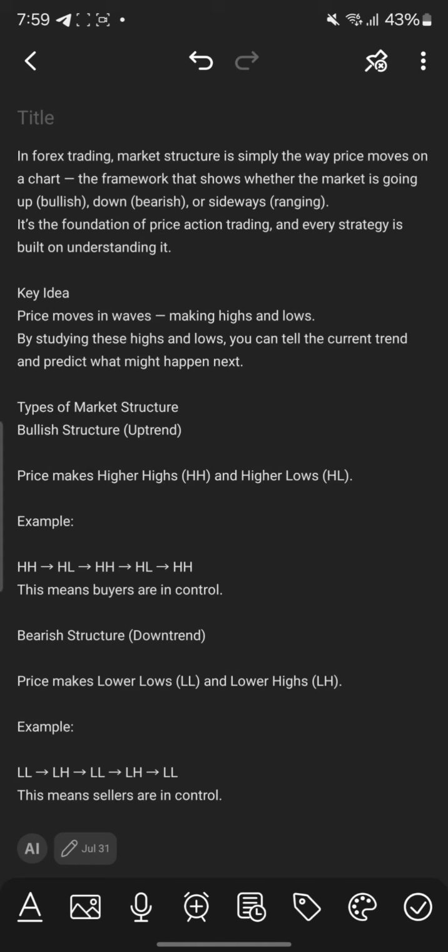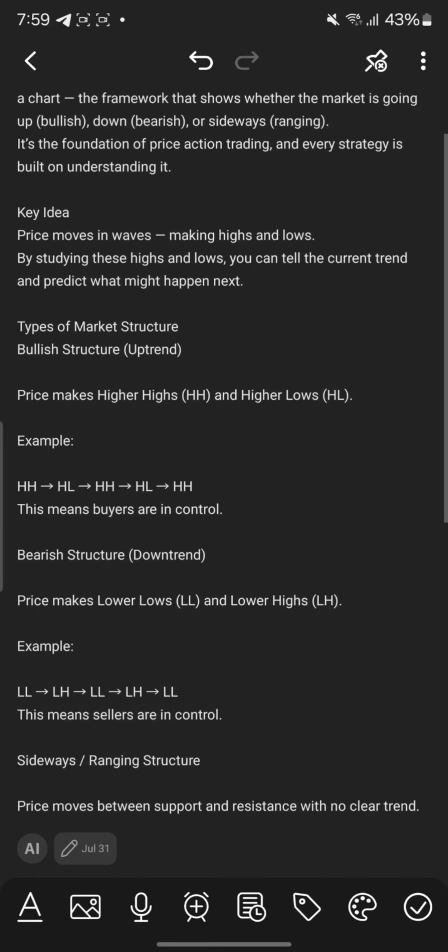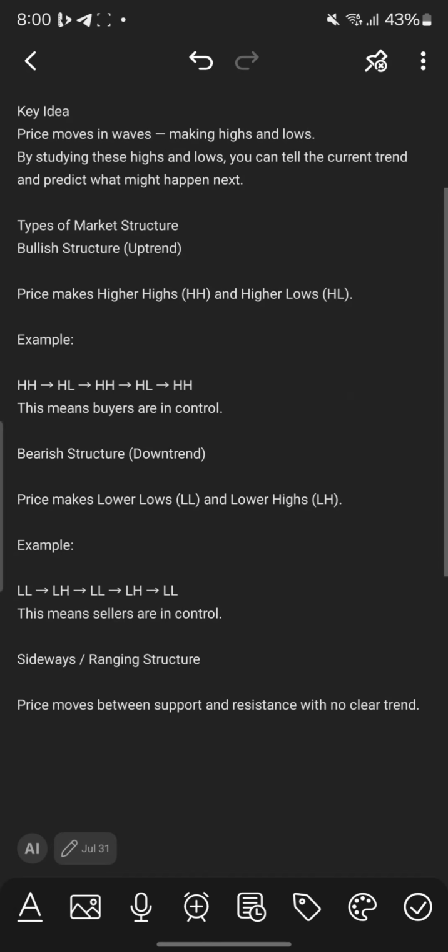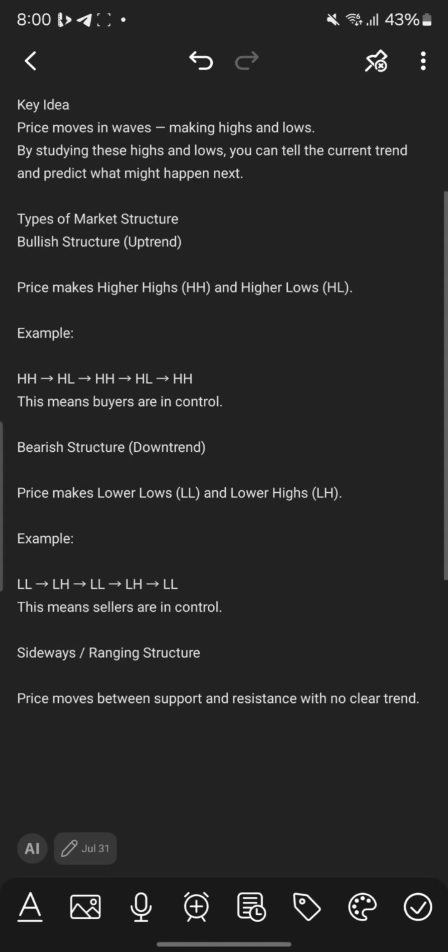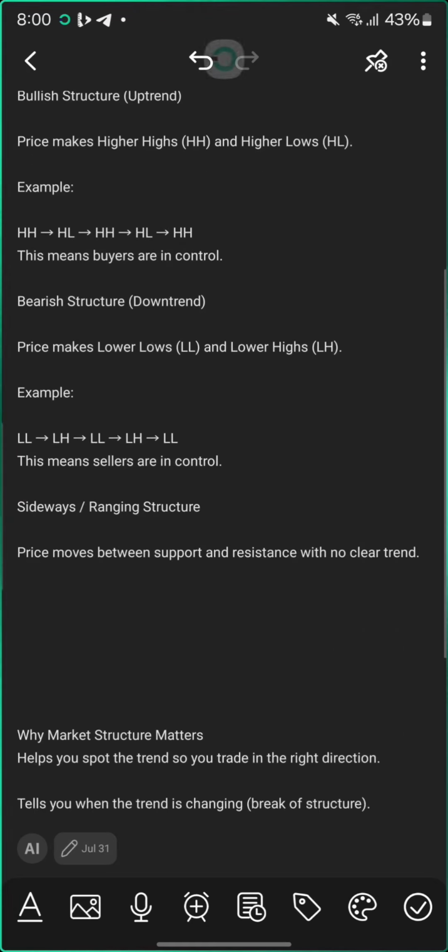Now there are different types of market structure. We have the bullish market structure. It is known as uptrend. Yes, the uptrend is made up of higher highs and higher lows. When we get to the chart, I will explain better. But I want you to understand that whenever you see the market creating higher highs and higher lows, the market is bullish. It means the buyers are in control. The same for the bearish structure, which is known as the downtrend. It creates lower lows and lower highs. It means sellers are in control.